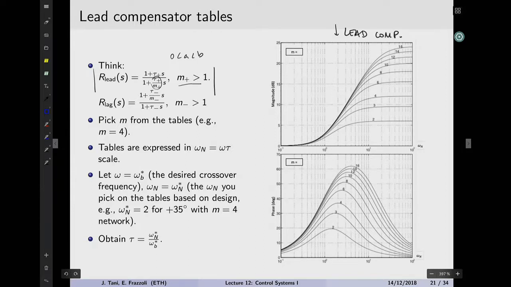compensators. Okay? Remember that if you want to see a table of a lag compensator, just get exactly this one and flip it over the x-axis, okay? Because the lag compensator is exactly the same thing as a lead compensator, it's just flipped over.